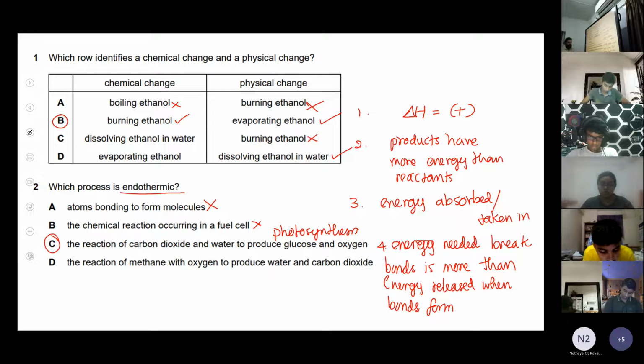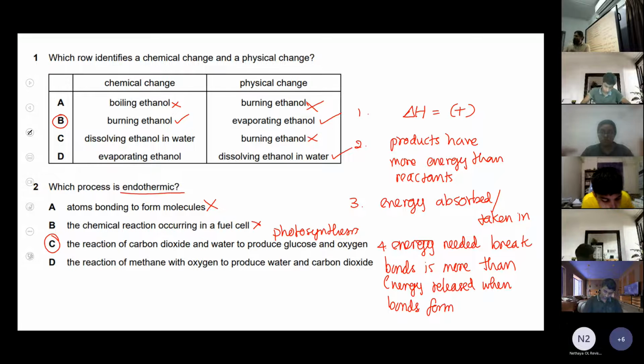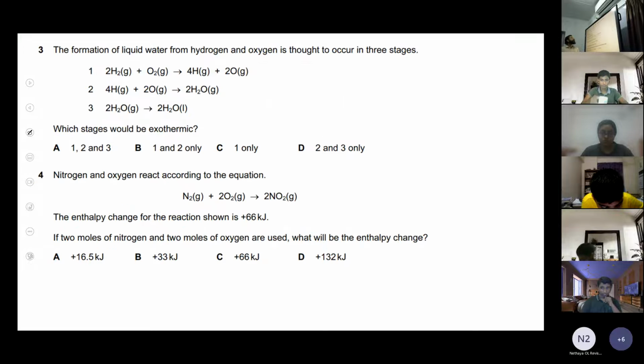Right. Okay. I had asked a question in the monthly test. It was given as endothermic, and later it was asked why is it exothermic? Oh, that's a mistake in the question. That can be. Right. Okay, next one.